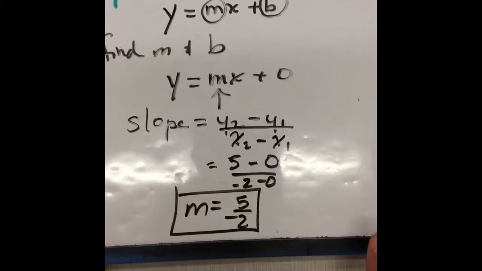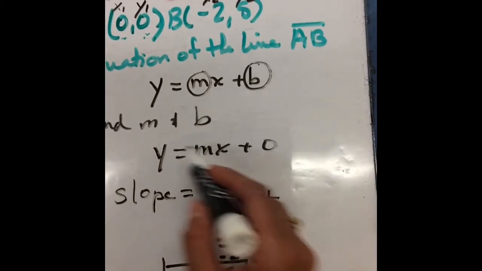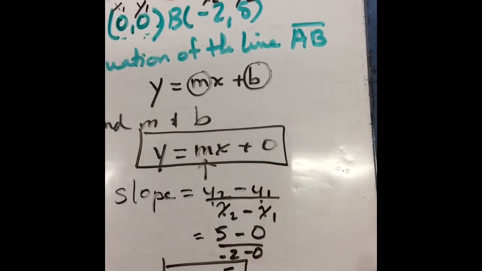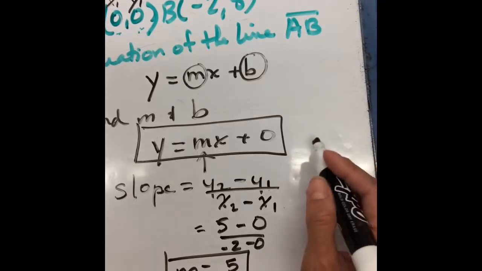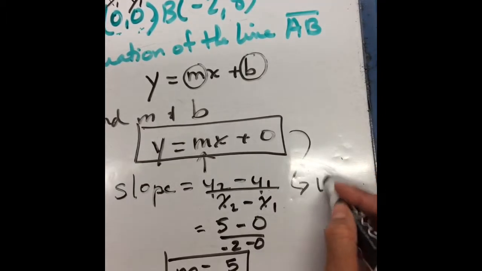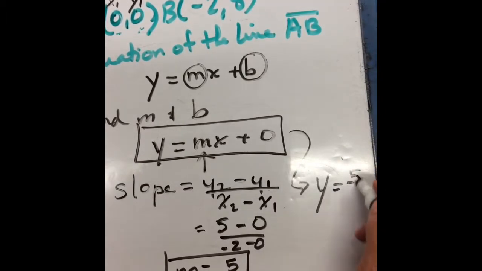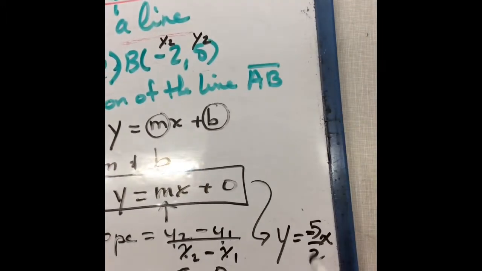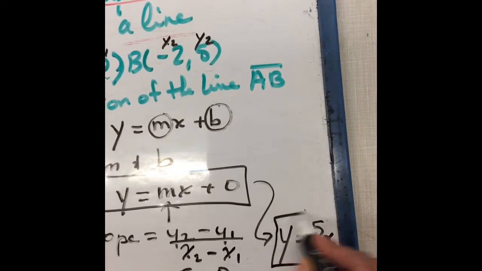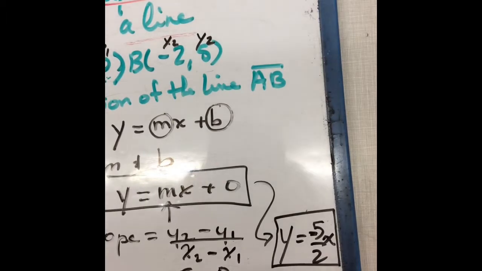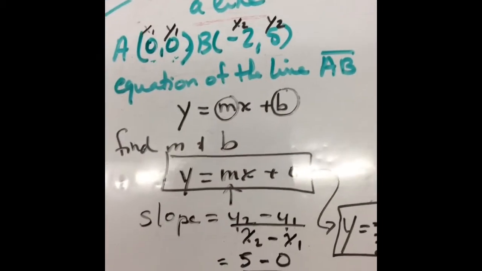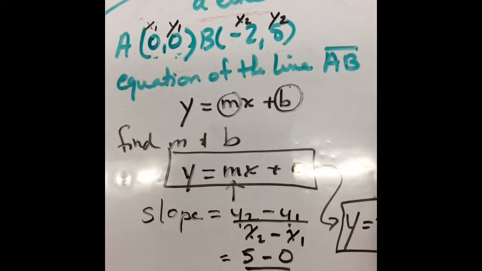Once I know this, I can just plug into my equation. We had decided that this was the one we were going with because it was a direct variation. And so now what I have is y is equal to negative 5 over 2x. And that's what I have as my equation of my line. This was fairly straightforward because we went through the origin and we didn't have the y-intercept. But let's see what happens when we change this.